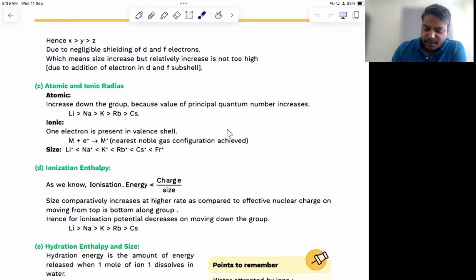And most of the energy is released when you do hydration here. So now the size of the aqueous ions would decrease down the group. So Li+ will have the highest hydration, then sodium, potassium, rubidium, and cesium. This is the hydration size.